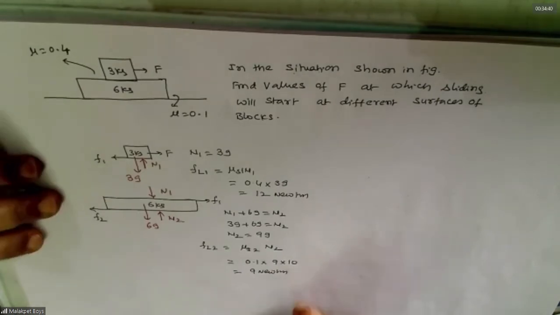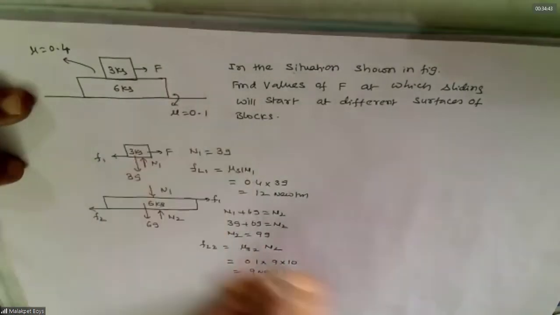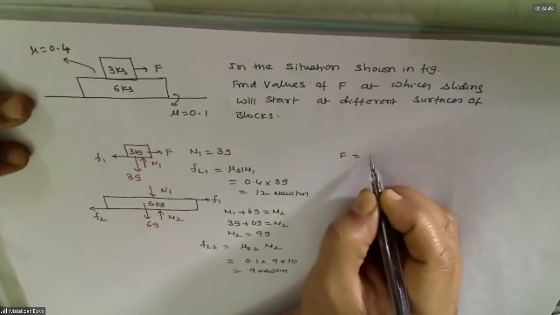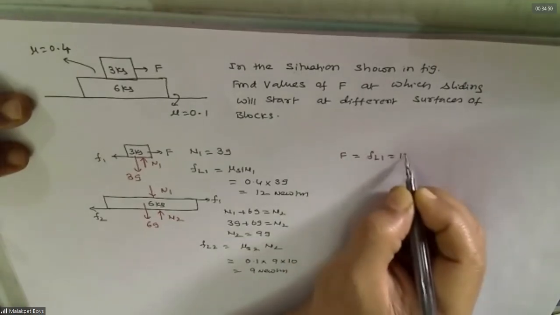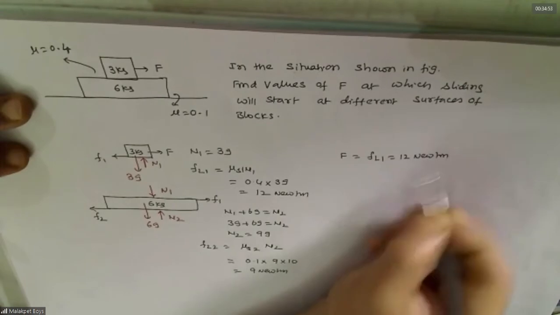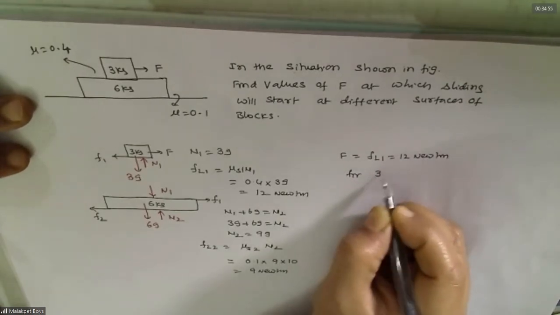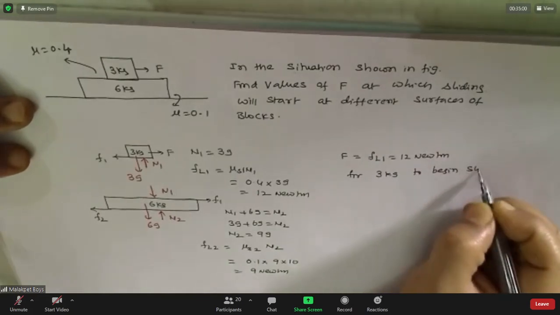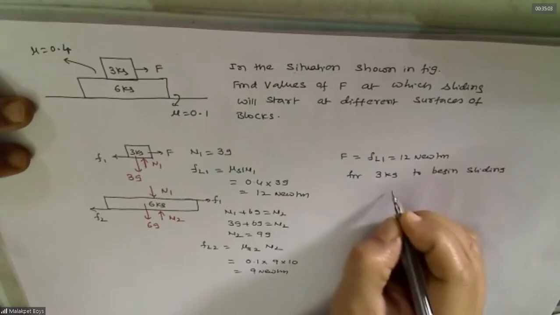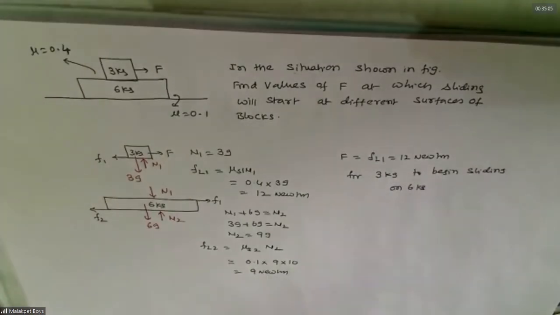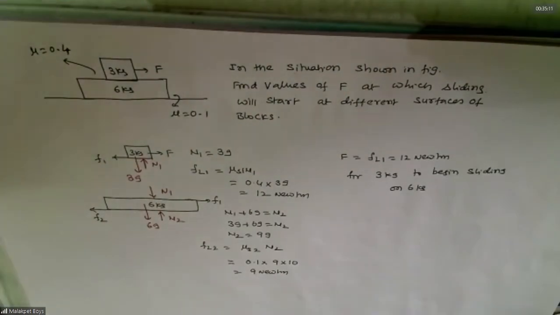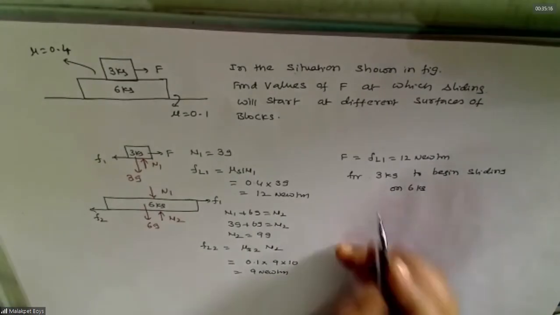That means, see, for this to slide, F should be equal to FL1 equals 12 Newton for what? To begin sliding on 6 kg. Do you agree with this? Any doubt?